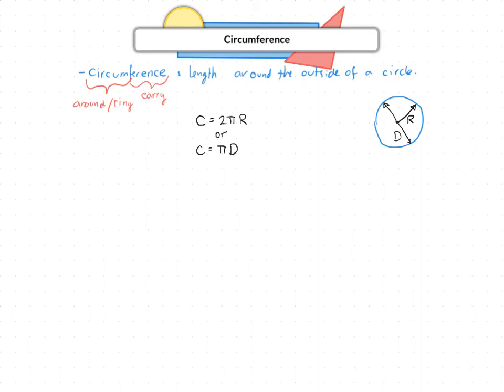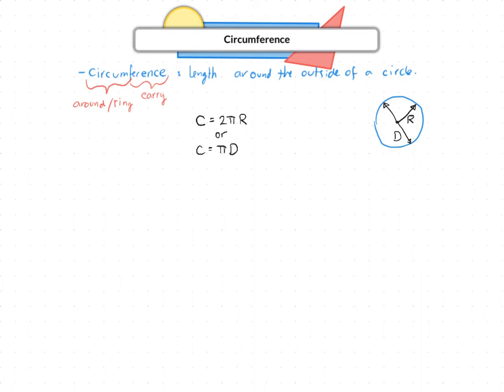Does it actually matter which one you use? No, it doesn't. But in a lot of other problems, we use the radius. So it's probably a good idea to just start getting used to, let's use the radius. Just so that when you later on get into problems, you're already used to finding the radius and using that.